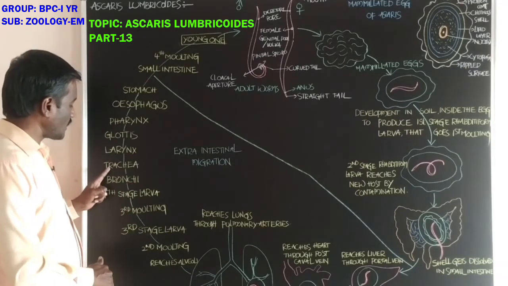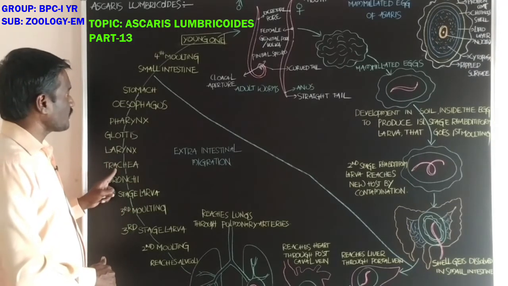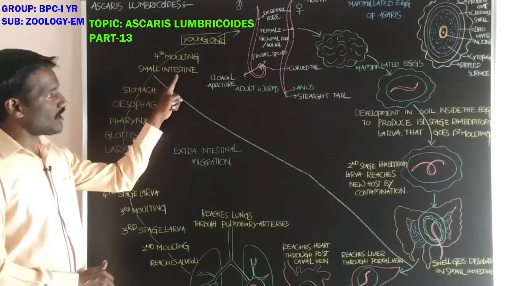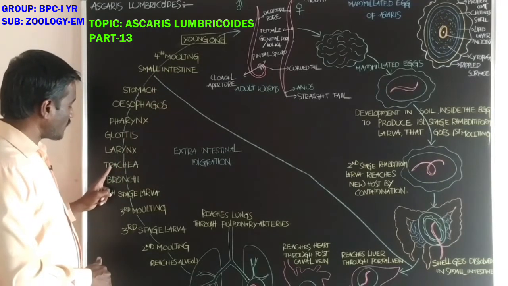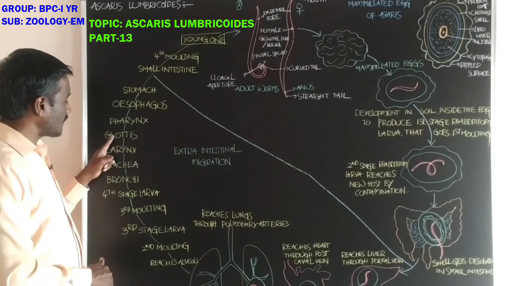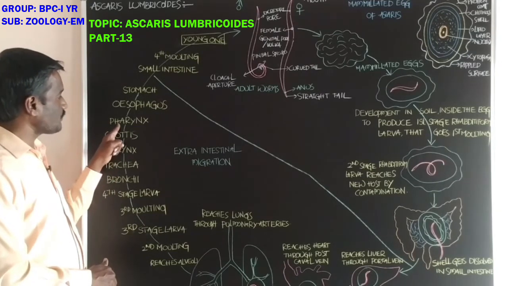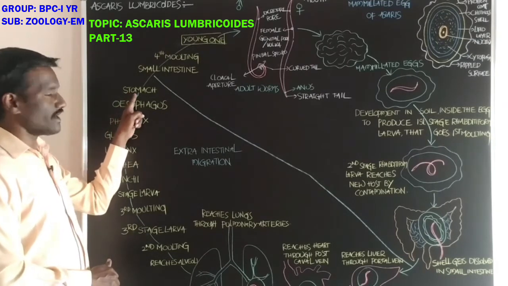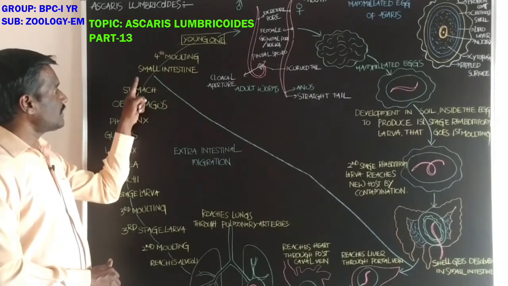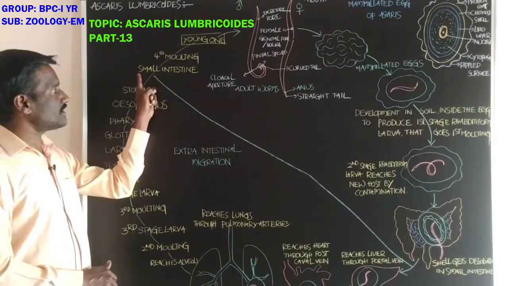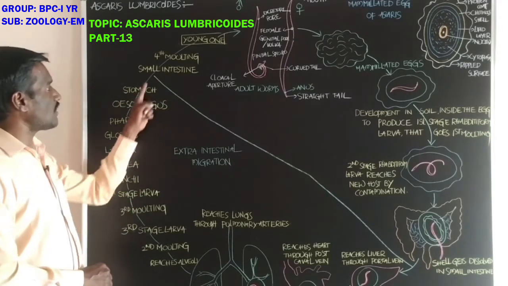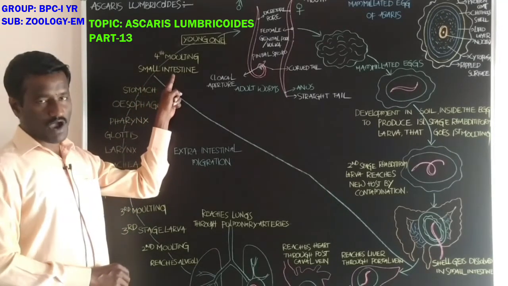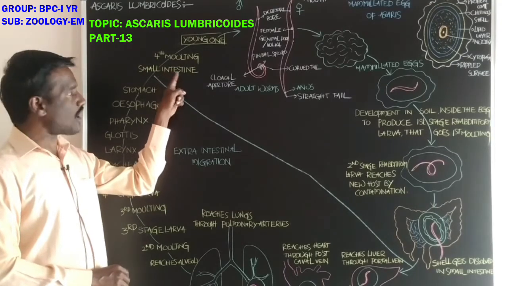From the bronchi, it reaches the trachea, and finally enters the small intestine of man by way of the trachea, larynx, glottis, pharynx, esophagus and the stomach. The fourth stage larva now enters the lumen of the small intestine.